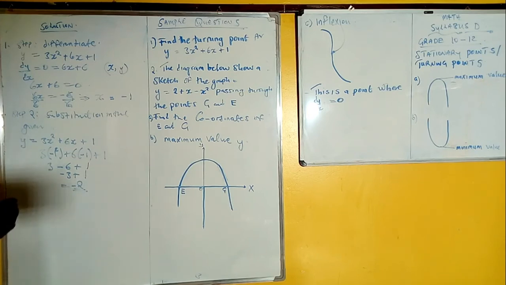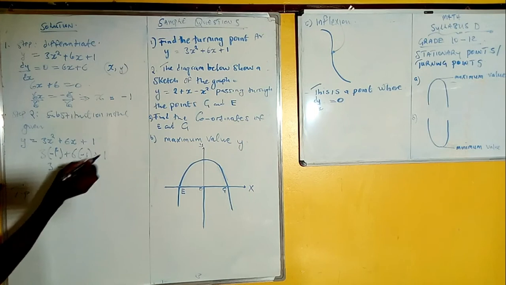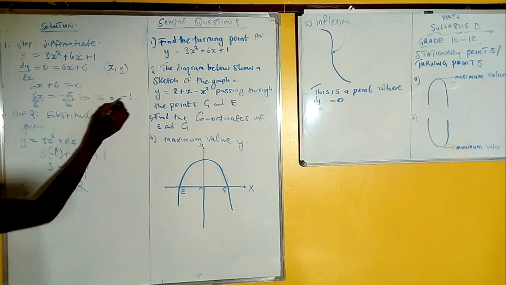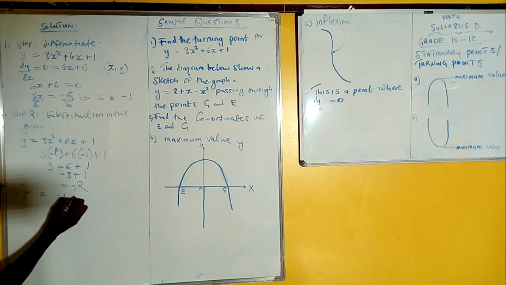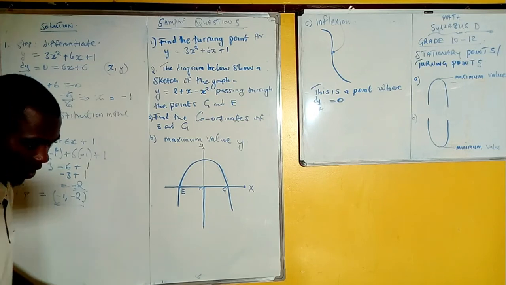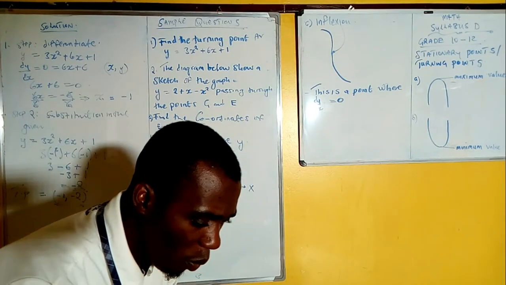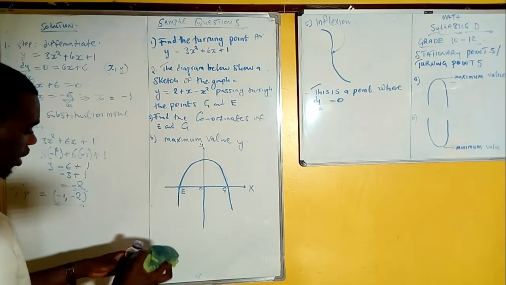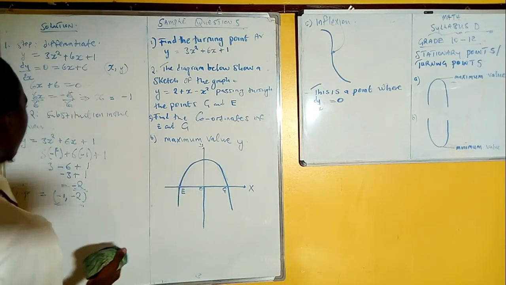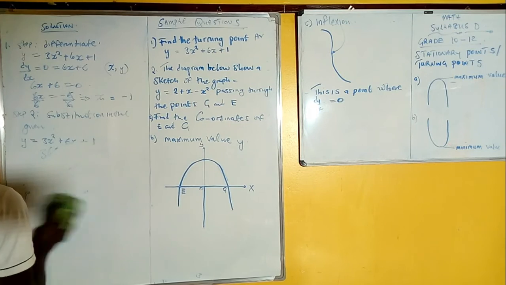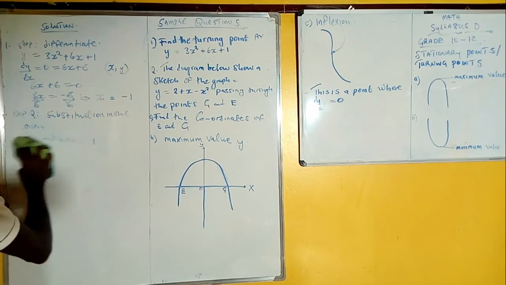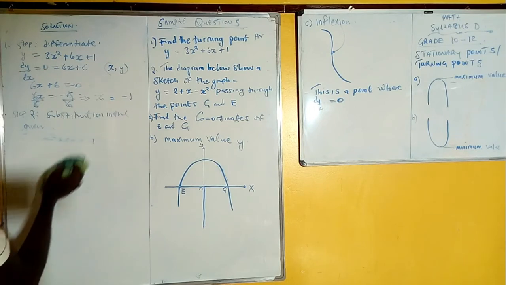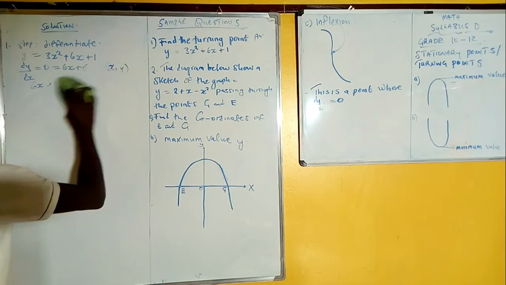Having found this, we can now find our turning point, or the stationary point. Since x is negative 1, it will be negative 1 comma negative 2, and we have found our turning point. Now let's see how best it can come in the exam. In paper 1 of your exams, there is always such a question like this one, which doesn't miss. It always appears. So let's have a feel of how it can be applied in an exam situation.